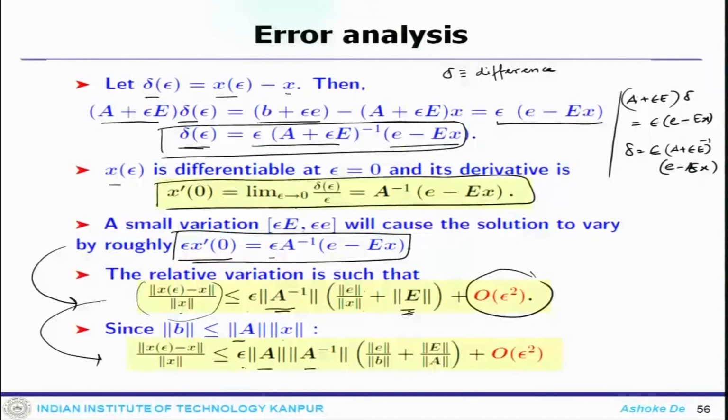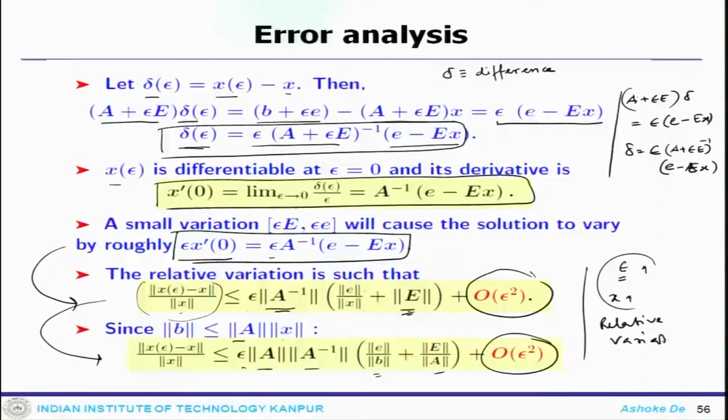So, I can rewrite this expression: the relative variation is less than or equal to epsilon times the norm of A inverse times the norm of A, times (norm of E by norm of A plus norm of e by norm of b), plus order of epsilon square. So, you can see once you perturb the initial data by epsilon, how much the solution will vary, and you can find out the relative variation through this. So, thank you. We will discuss our other things in the next lecture.